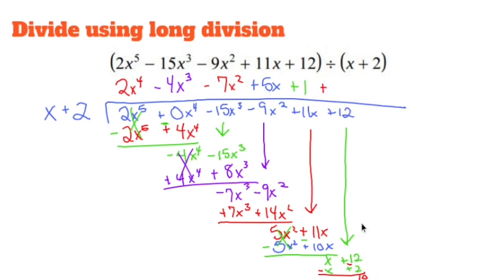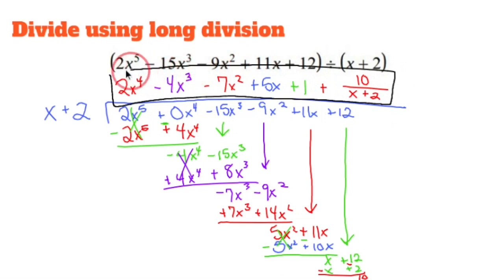Since this is positive, I'm going to put a plus sign in here. If it was negative, I'd make it minus, but plus 10 over the original factor, which is x plus 2. So my final answer is 2x to the fourth minus 4x to the third minus 7x squared plus 5x plus 1. And since my remainder was 10, plus 10 over my factor, x plus 2. Long division.